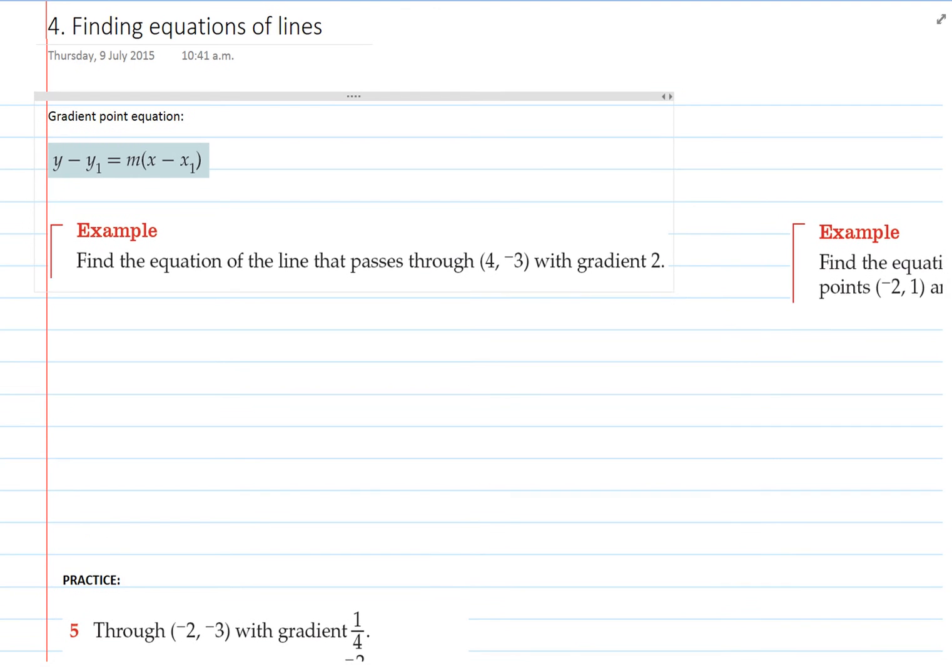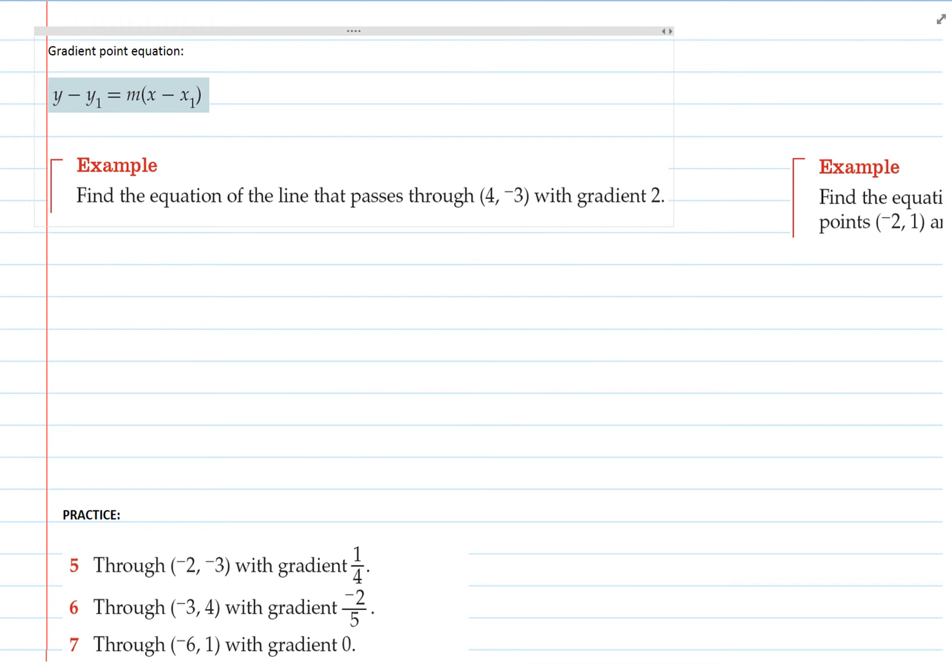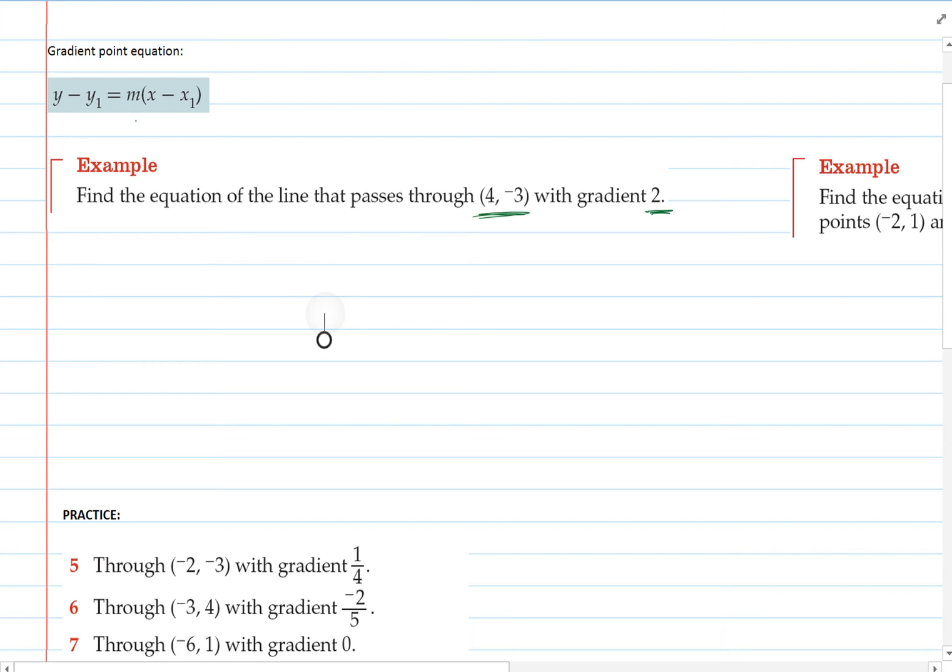So we're going to look at this first example, and we're given the information that a line passes through these points and this gradient. You'll notice here that we've got an m, and that m represents gradient. Then you've got y1 and x1, and that represents the point that you've passed through. With this first question, we're simply substituting these values into that equation.